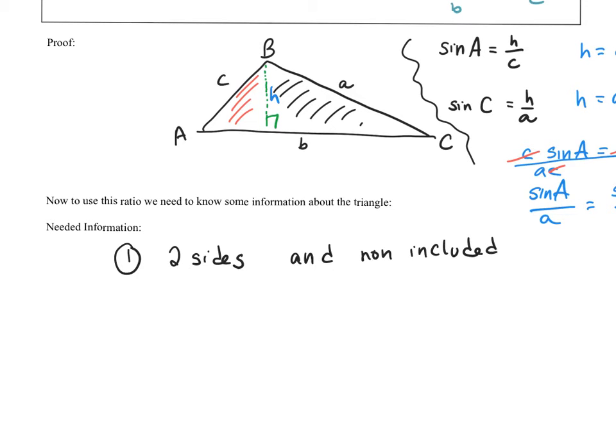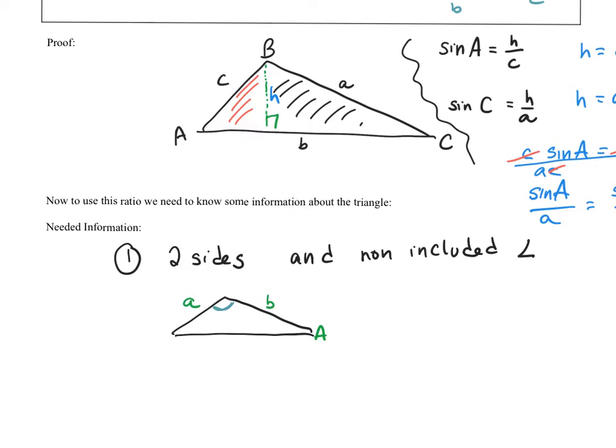Now what we mean by non-included angle is I have two sides. So let's say I have a triangle. Let's say I know this side, let's call it A, and I know this side, which is B, and I know this angle, I know it's big A. So the included angle would be the angle in between the two sides. If I don't know that one, but I know the non-included angle, I could use the law of sines.